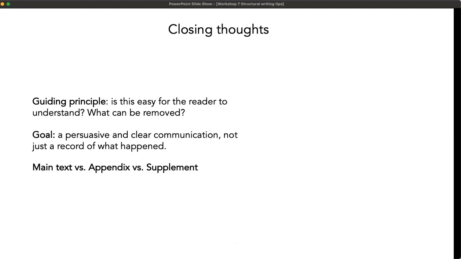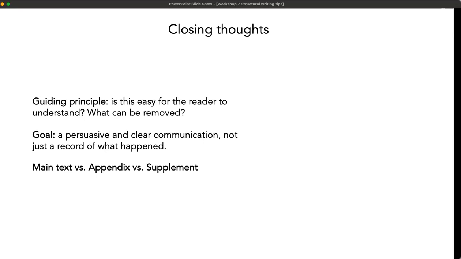So, closing thoughts. The guiding principle when I'm writing is: is this easy for the reader to understand? And principally, my tool for that is: what can be removed? Can the sentence be shortened? Are there two subjects? Frequently people write something like, one thing that can be used to help reveal Y is X. But now we've said one thing and X to refer to the same concept. And so you don't need two subjects for the same noun. You can remove one.